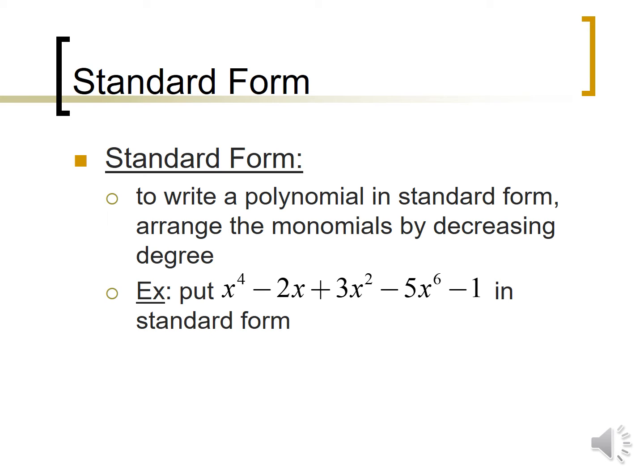So for example, we're going to put x to the fourth minus 2x plus 3x squared minus 5x to the sixth minus 1 into standard form. I need to rearrange these 5 terms so it goes in order of decreasing degree. Well, the term with the highest power, 4, 1, 2, 6, 0, is negative 5x to the sixth. When I rearrange these things, I'm going to start with negative 5x to the sixth.